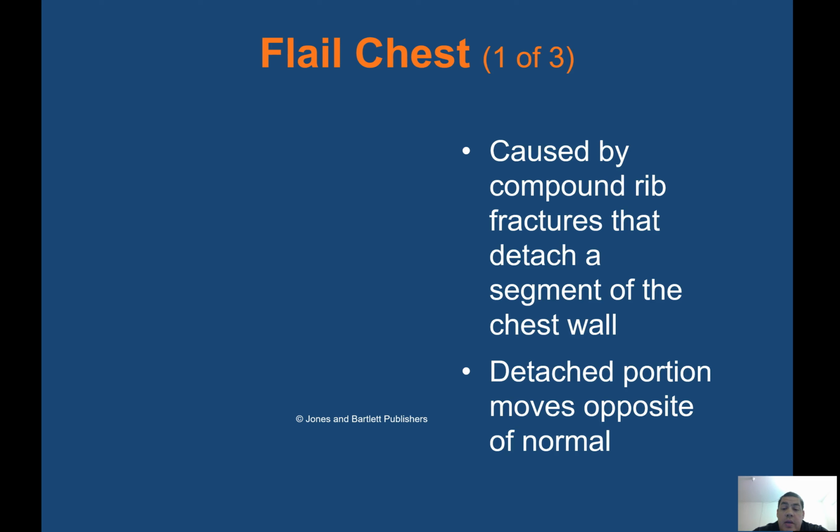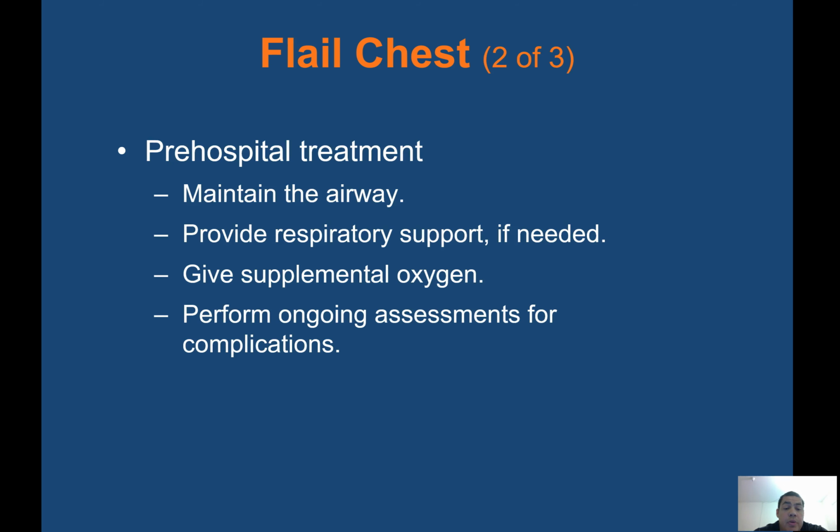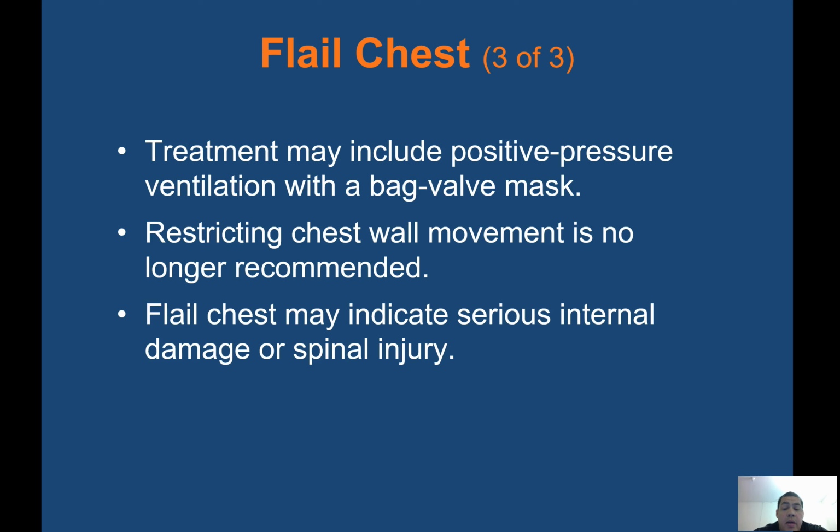So flail chest is caused by a compound rib fracture that detaches a segment of the chest wall. The detached portion moves opposite of normal. Pre-hospital treatment: maintain the airway, provide respiratory support if needed, give supplemental oxygen, perform ongoing assessments for complications. Treatment may include positive pressure ventilation with a bag valve mask. Restricting chest wall movement is no longer recommended. Flail chest may indicate serious internal damage or spinal injury.